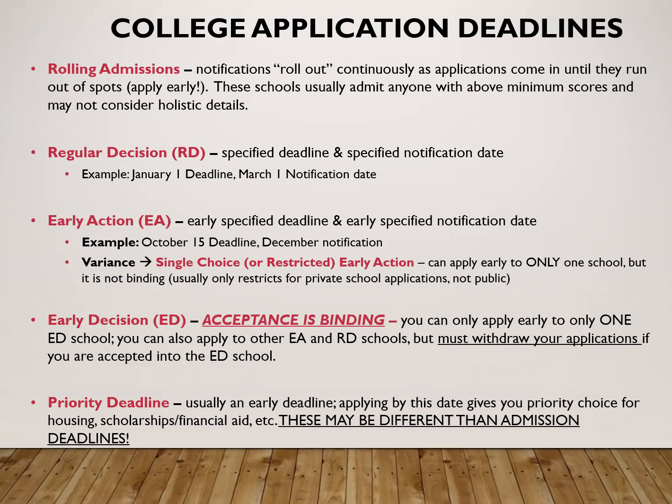Typically, these are going to be schools that are not as competitive, which means they're not having to wade through and read a bunch of essays, read recommendation letters, look at all these extra holistic things. Usually they're looking, do you meet the minimum? If you meet the minimum, you're in, okay? So that's rolling. Regular decision is kind of your typical application deadline.